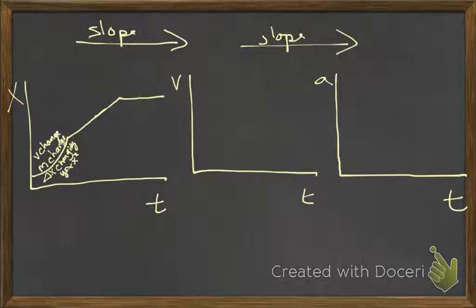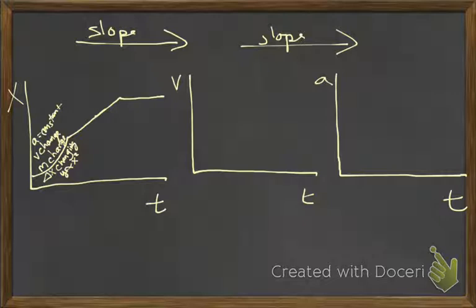And what's it called when velocity changes over time? Acceleration. That means that there is acceleration. Specifically, our acceleration is constant.